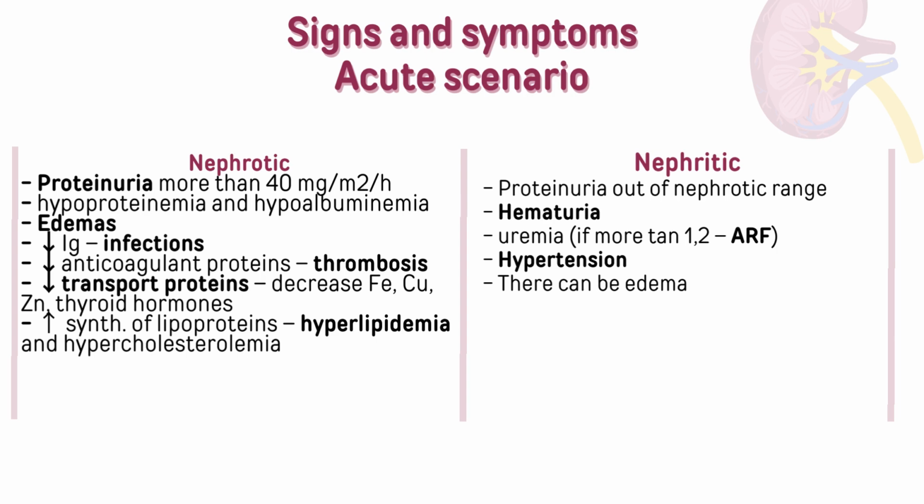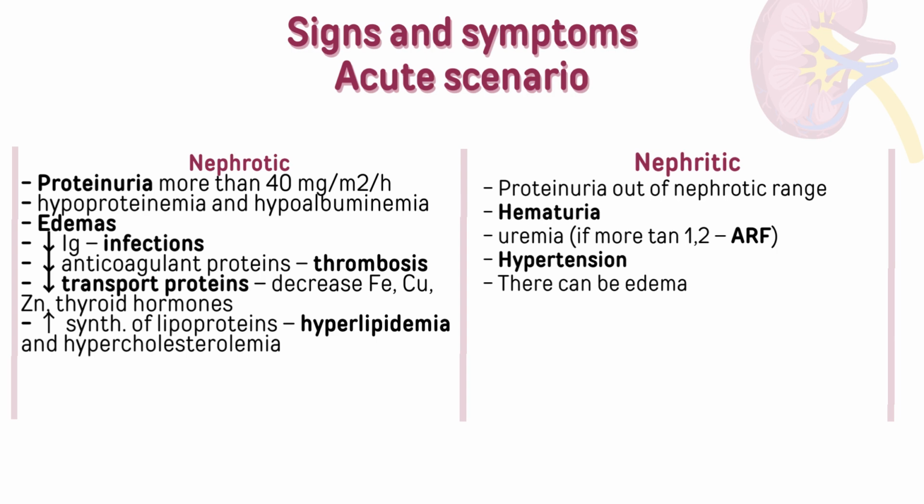On the other hand, nephritic syndrome manifests with proteinuria out of nephrotic range, hematuria, uremia, which can develop in acute renal failure if creatinine is more than 1.2, and there is the development of hypertension. There can also be edema, again due to renin-angiotensin-aldosterone system activation and retention of sodium and water.